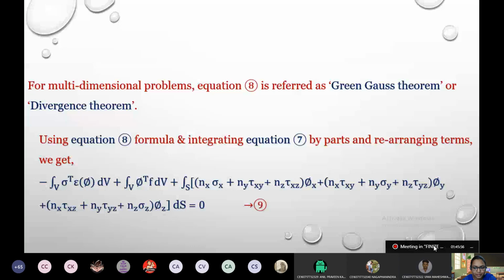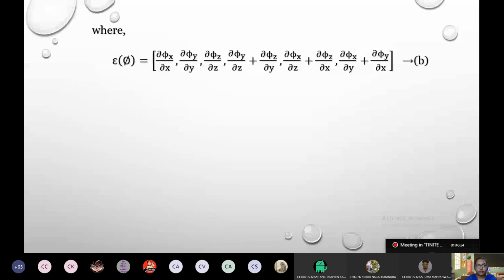Yes, ma'am, completed. Right. If we check in this, we have two terms with respect to volume. Under volume we get stress and strain terms, body force terms, and the other part is the surface terms where we get unit normal terms. All right. Now what are all these? We'll see now.